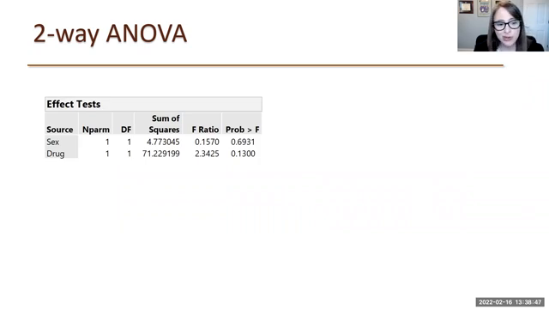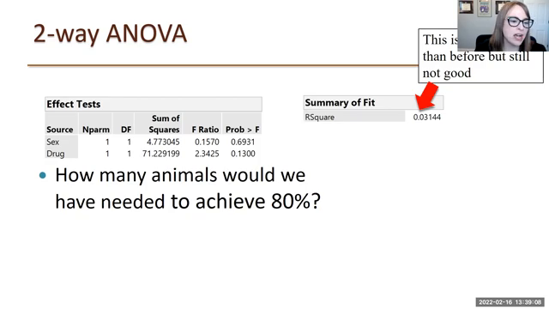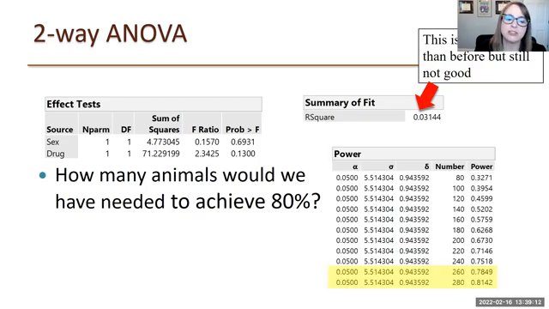And again, no, it's not. We see a small improvement in the p-value of the thing we're really interested in, drug. It's increased to 0.13, but it's still not significant. We take a look at our R-squared, and this is a little bit better, but it's still really, really bad. So again, we ask the question, how many animals would we have needed? And we see that this really hasn't changed. We still need 260 to 280 animals.